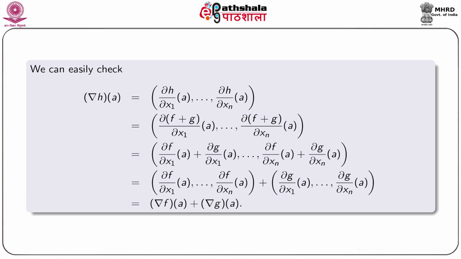We can express this as the sum of two vectors. We separate those with F and those involving G. So, we have ∂F/∂x_1 at a up to ∂F/∂x_n at a added with ∂G/∂x_1 (a) up to ∂G/∂x_n (a), which is nothing but grad F(a) plus grad G(a). Now, grad F(a) and grad G(a) both are members in R^n, so their summation is meaningful, and hence the sum is another member in R^n. Here H was a scalar field defined on R^n.